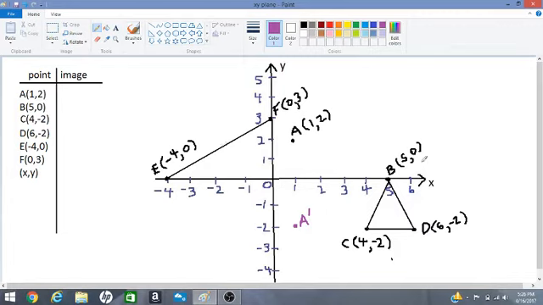Let's look at point B, 5, 0, reflected on the x-axis. B prime falls right on top of point B. D prime would be located at 6, +2. Remember, it must be in a vertical line with the object. And the C prime will be located at 4, +2.